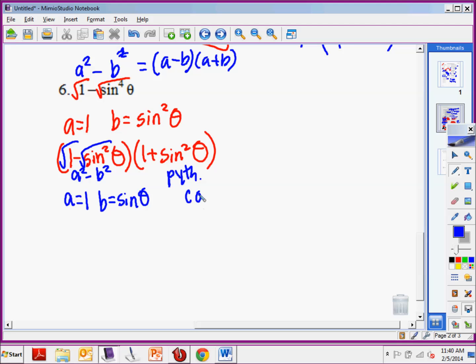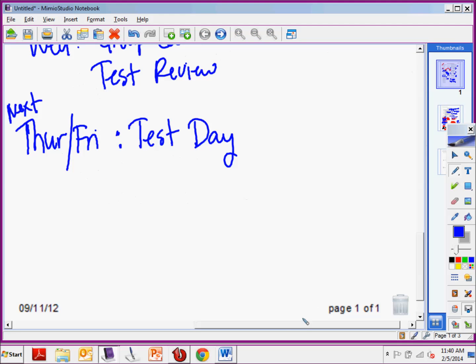Cosine squared. Just cosine squared theta? No, plus cosine squared theta. Yes. What about negative cosine squared? They have to be the opposite, right? Is it negative? Is it positive? It's negative. You have to subtract the 1 and the cosine.